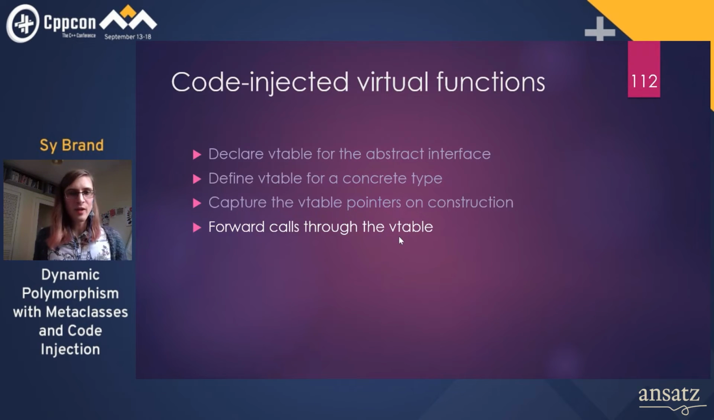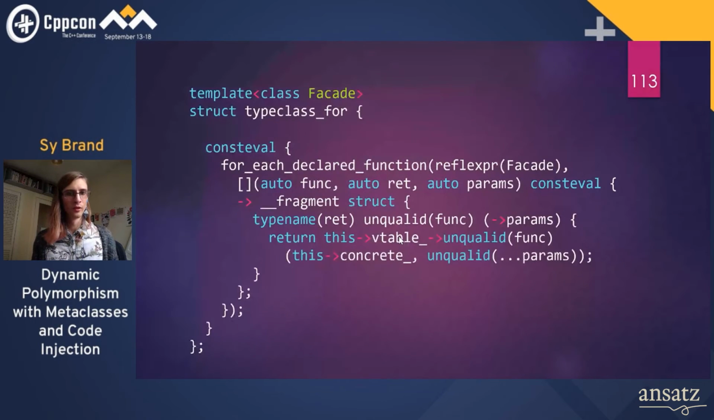So finally, we have to forward our calls through the Vtable. I'm not going to dwell on the code here because it's quite complicated and it's mostly following the same patterns we've seen before. We're generating a struct fragment. We're generating a function declaration based on reflection information and then generating an implementation which forwards a call. I have a link to the code later, which you can go look at. I don't want to spend too much time on this.